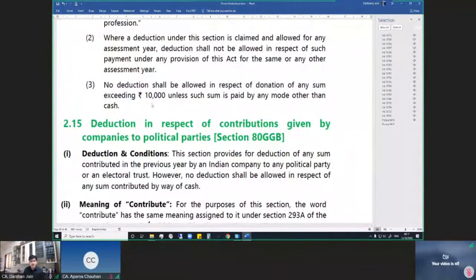Well, no deduction shall be allowed in respect of donation of a sum exceeding rupees 10,000 unless such sum is paid by any mode other than cash. So here you have got a limit of 10,000 rupees which you could pay in cash. In case of 80G, the limit is only 2,000 rupees. So 2,000 rupees of donation under section 80G could be made in cash. Anything exceeding 2,000 rupees cannot be made in cash. However, under section 80GGA, it is 10,000.